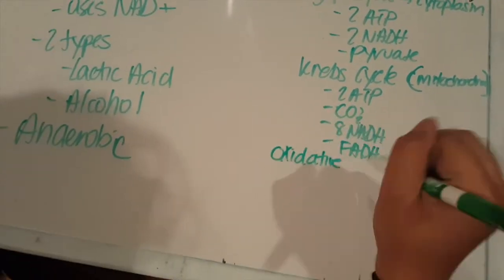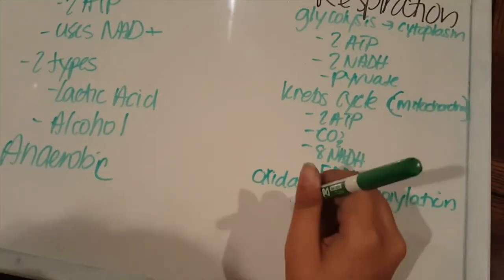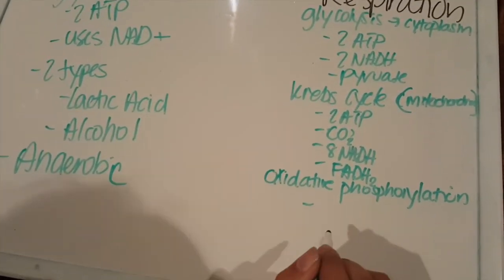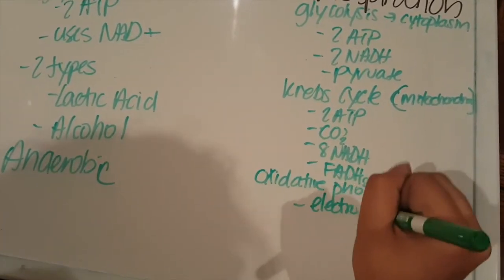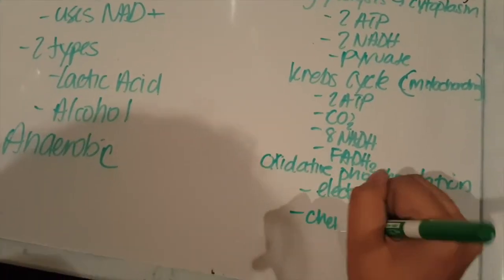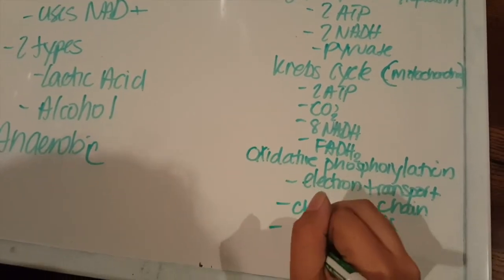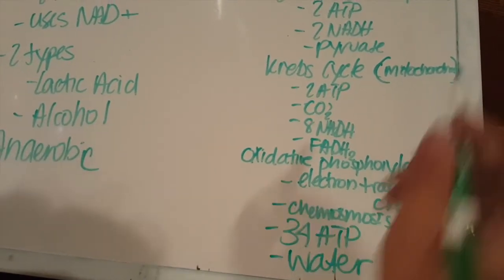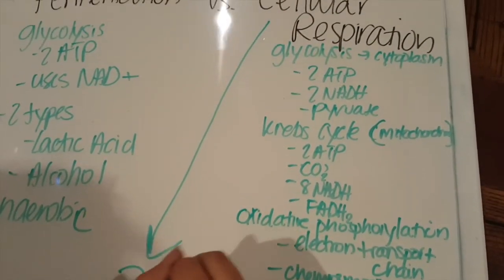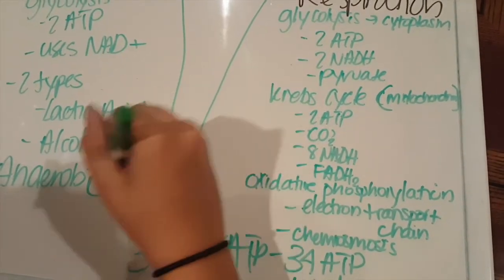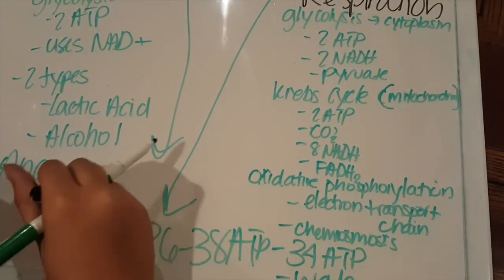Next in the mitochondria is oxidative phosphorylation. Oxidative phosphorylation includes the electron transport chain as well as chemiosmosis. This makes 32 to 34 ATP as well as water. Cellular respiration produces 36 to 38 ATP, while fermentation produces 2 ATP. The end!